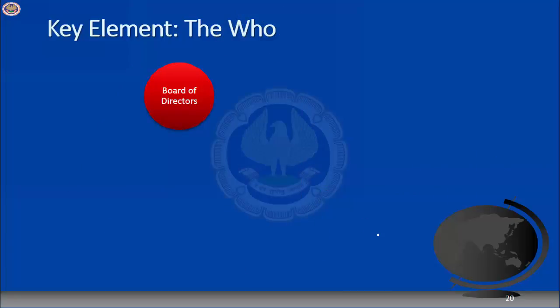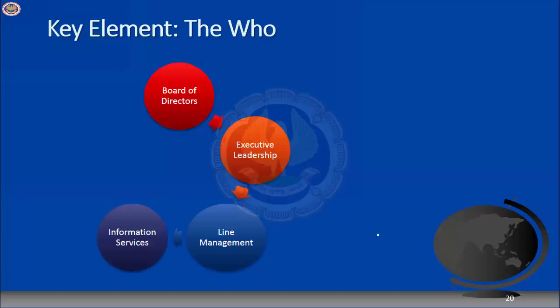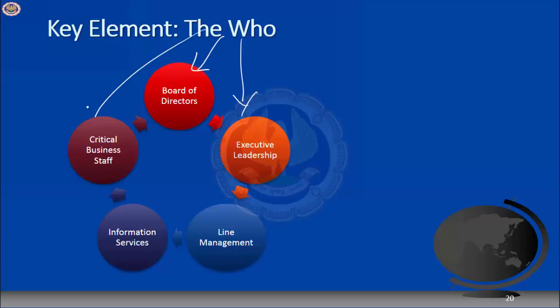Now, who will be involved in the business continuity plan? There are different stakeholders. The board of directors has to be involved. The senior management, executive leadership is involved. The line management is involved. The information systems or the IT department is going to be involved, and the critical business staff are going to be involved. Although all these people are going to be involved, you need to remember each of them has a different type of scope in terms of their operations.